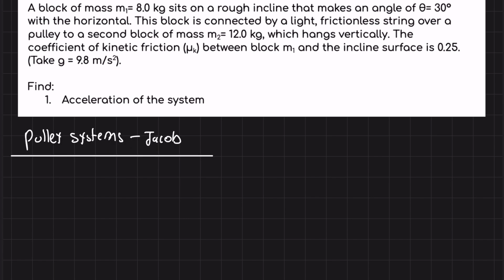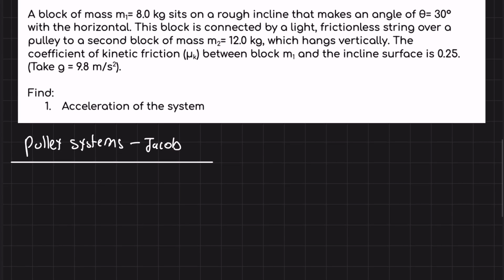Let's get started with a simple two-mass pulley system problem. A block of mass 8 kilograms sits on a rough incline that makes an angle of 30 degrees with the horizontal. This block is connected by a light, frictionless string over a pulley to a second block with mass 12 kilograms, which hangs vertically. The coefficient of kinetic friction between the block M1 and the inclined surface is 0.25. Now we take gravity to be 9.8 meters per second squared. It's time to find the acceleration of the system.